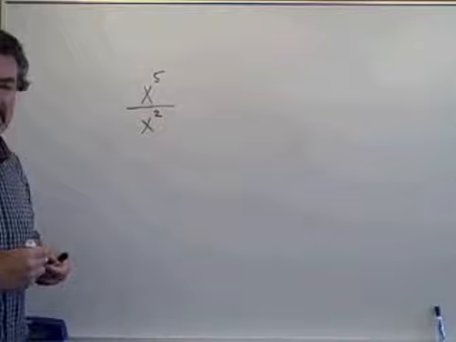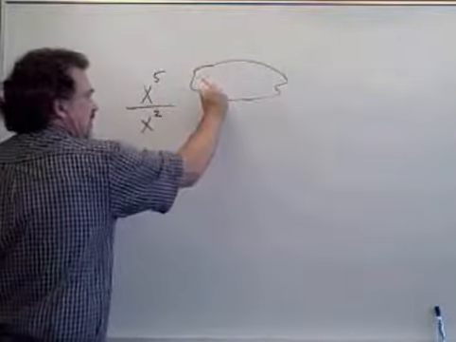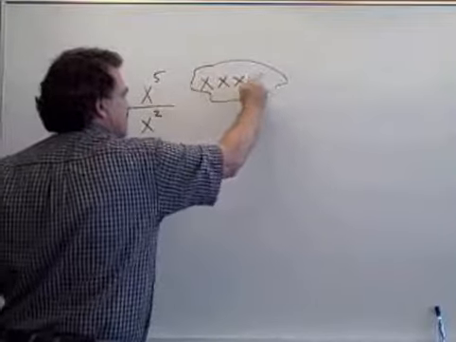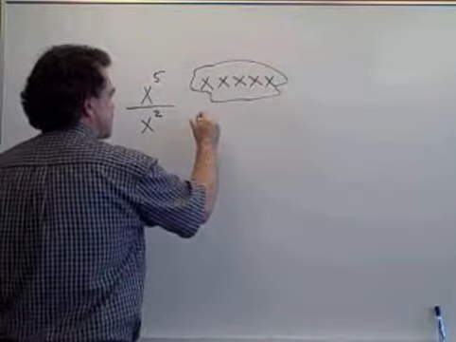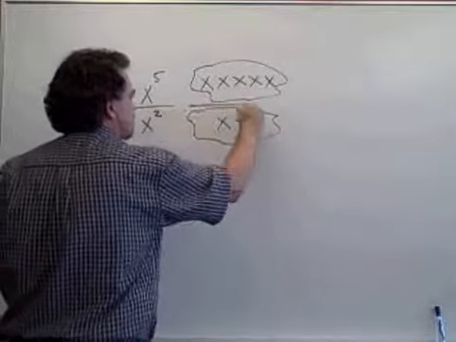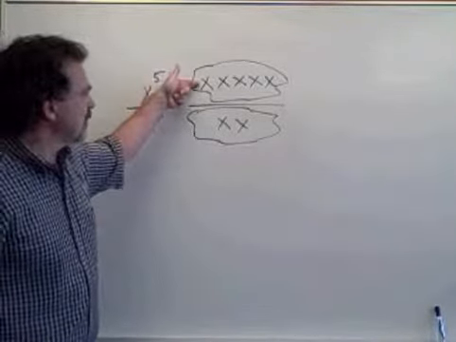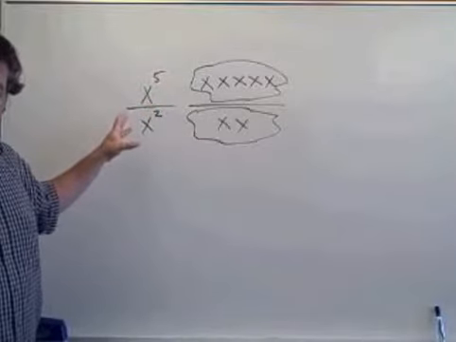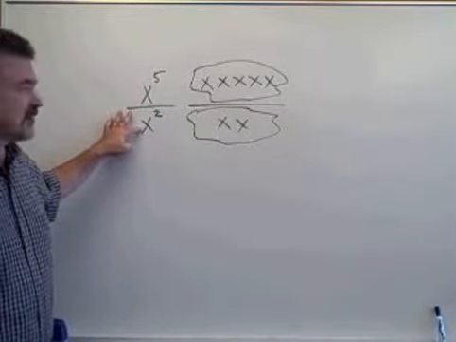If we have kind of our think cloud again, the think cloud says x to the fifth says we have 5 x's that are being multiplied. And x to the second, that means we have 2 x's that are being multiplied. Well, remember, a number, and x is going to represent the same number, correct? And x here represents the same number as an x here.